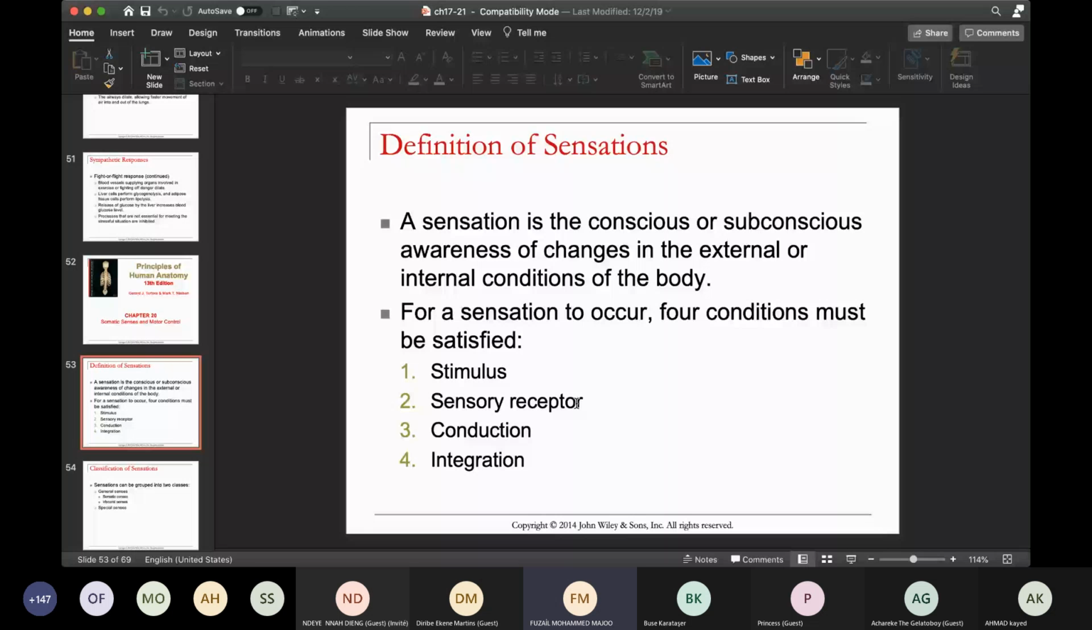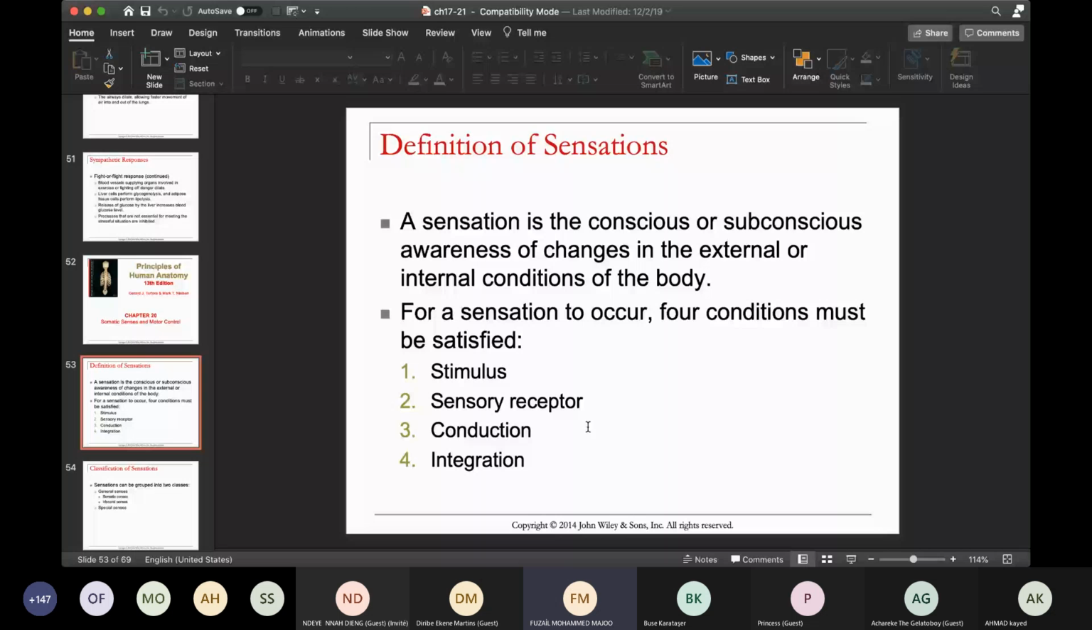Once the sensory receptor produces a nerve impulse, that nerve impulse needs to move along a pathway. That is number 3, conduction. The nerve impulse has to be conducted along that neural pathway from the sensory receptor all the way to the brain.